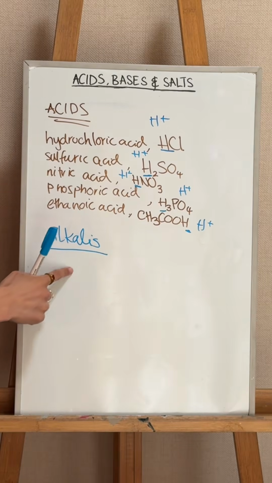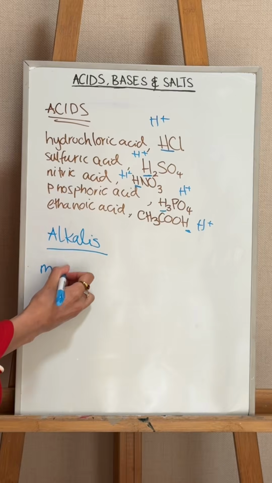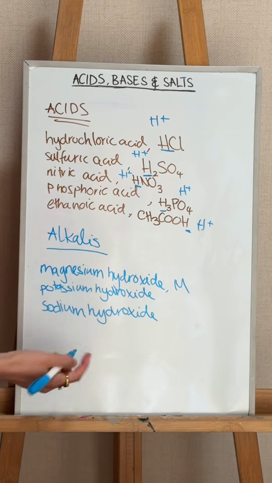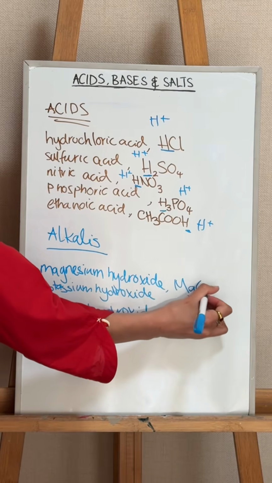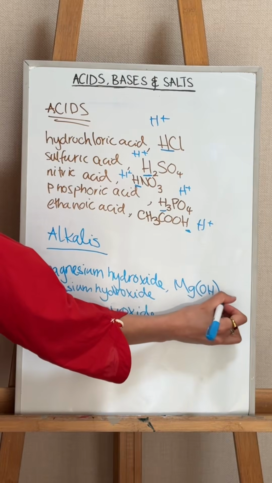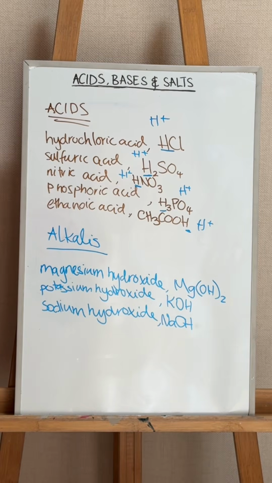Can we actually name some alkalis? Some examples are magnesium hydroxide. You should be able to deduce the formula of magnesium hydroxide. So magnesium ion is a 2 plus ion, and a hydroxide ion is a minus ion. So it's Mg(OH)2. And these are just some of your alkalis.